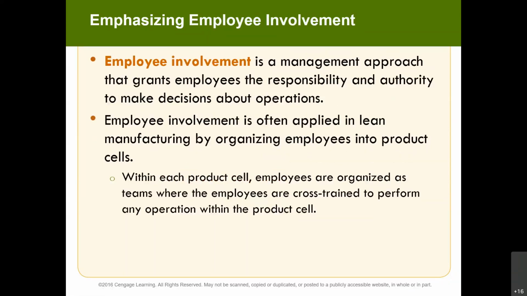So any questions on employee involvement? Should make sense, right? Great.